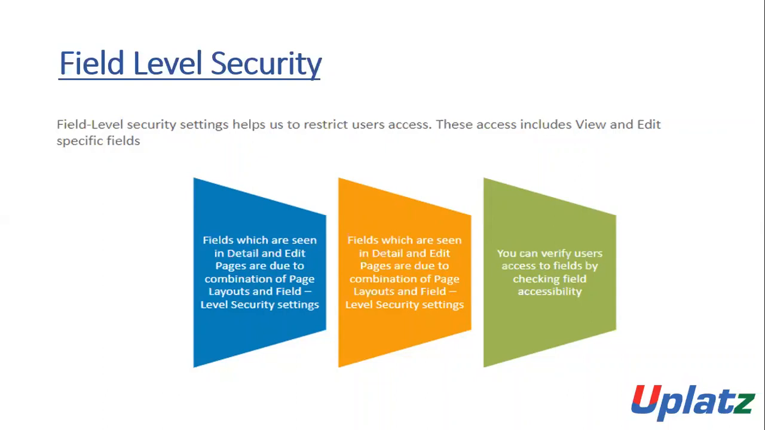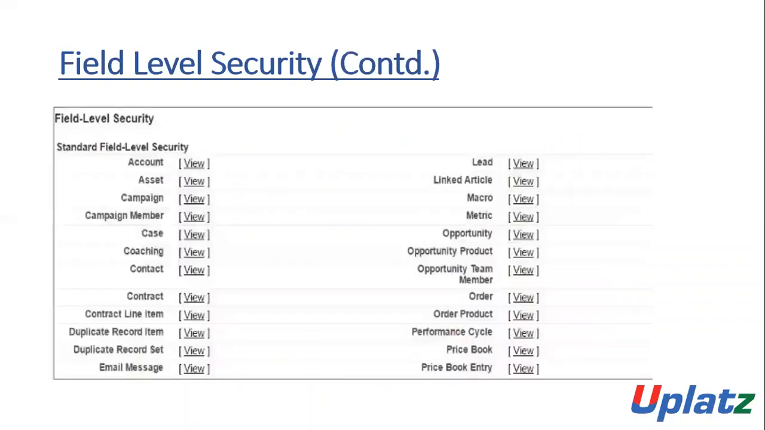We can hide fields at the page layout level, and we can also hide them from the object manager. Fields which are seen in detail and edit pages are due to a combination of page layouts and field level security settings. You can verify user access to fields by checking field accessibility. For field level security, you can also go to the profile and see field level security, and we can add it at the profile level as well, and we can do that from the object manager as well.